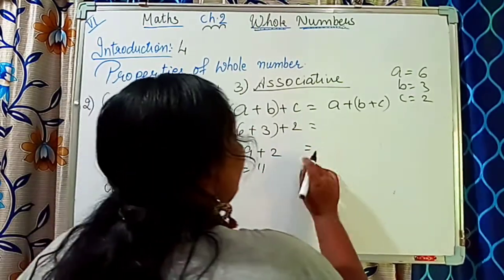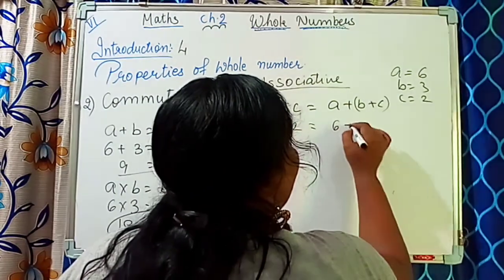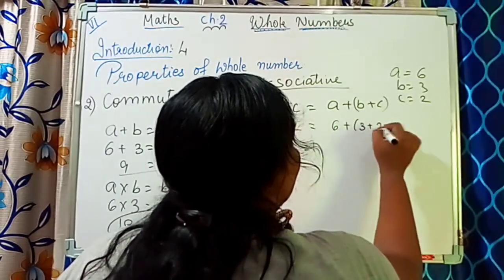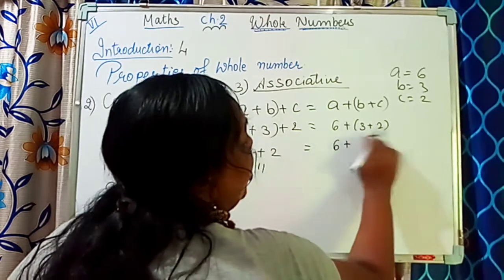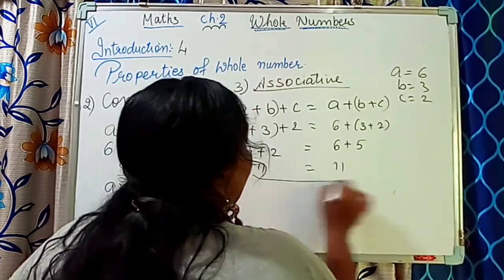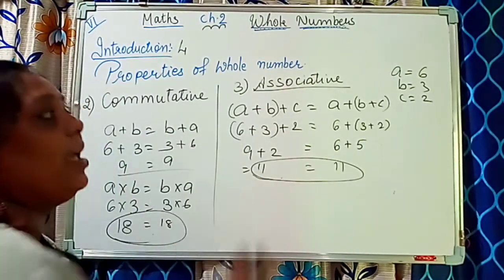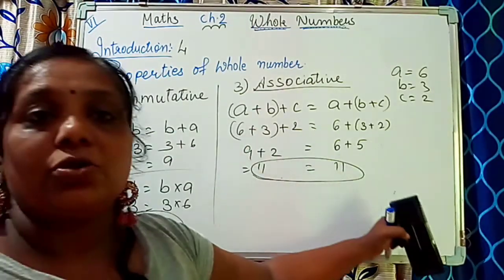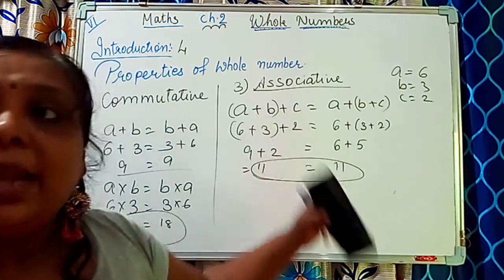The same way here, A is 6 plus 3 plus 2. So 6 plus 3 in bracket, 3 plus 2 is 5. So 6 plus 5 is 11. Got it? The same thing we had done in the addition also. Now we will do for the multiplication.